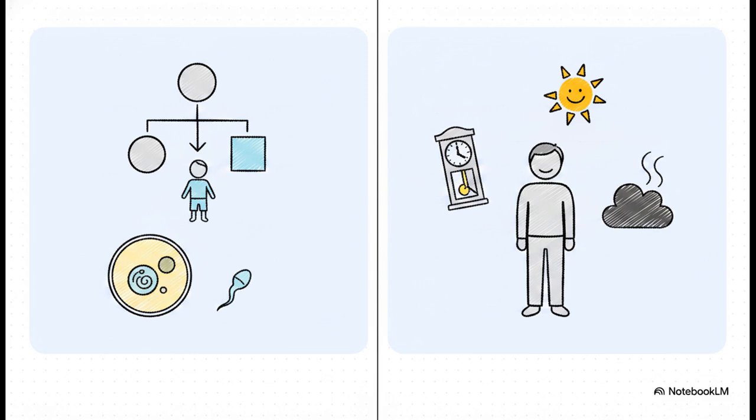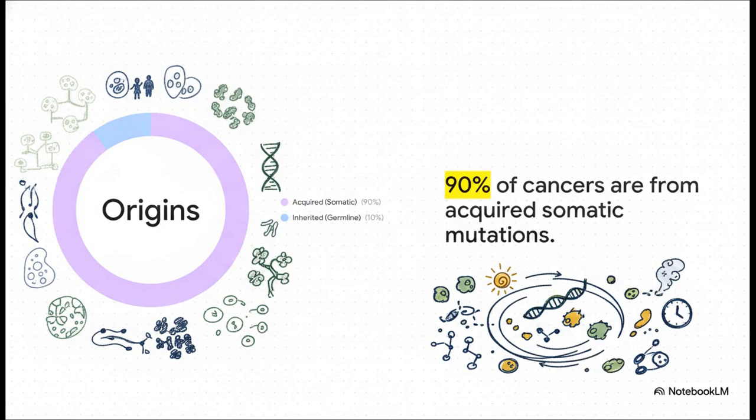They're acquired in your body's cells over time. They are not inherited, and you cannot pass them to your kids. And here is a striking reality that actually surprises a lot of people. Only about 5 to 10% of all cancers are inherited hereditary syndromes, things like Lynch syndrome or hereditary breast and ovarian cancer. That means a massive 90% or more are acquired somatic mutations.